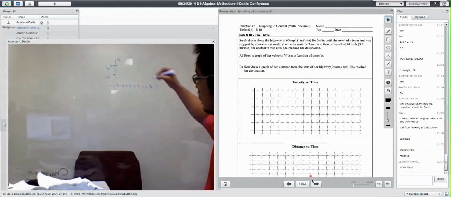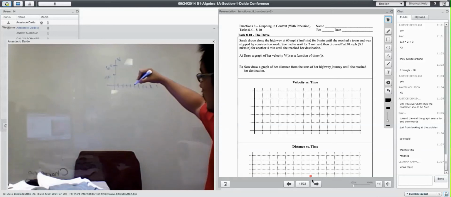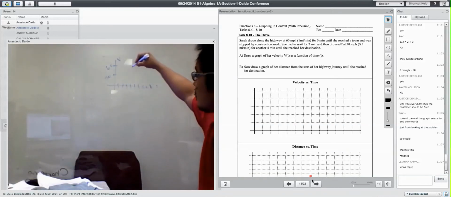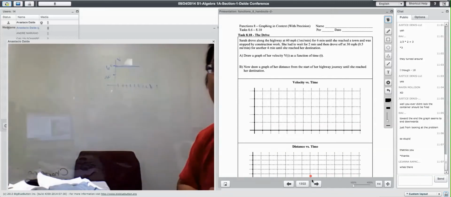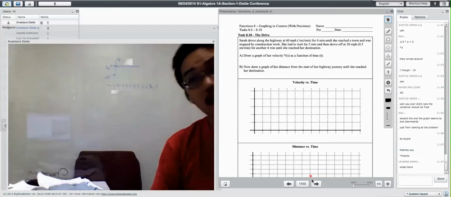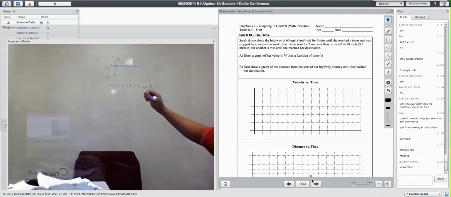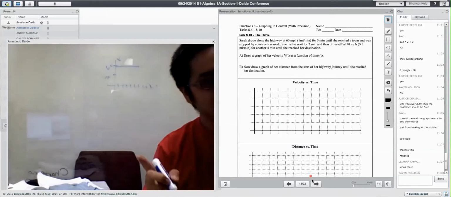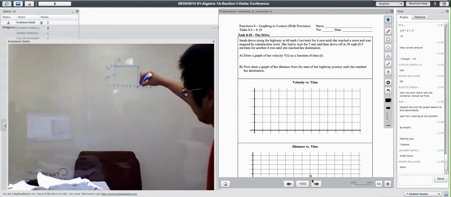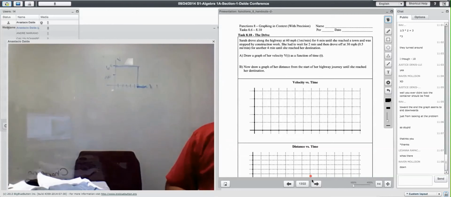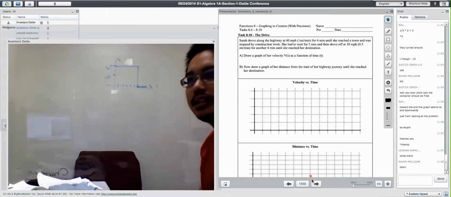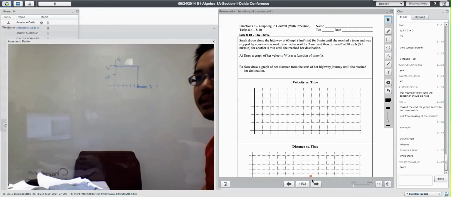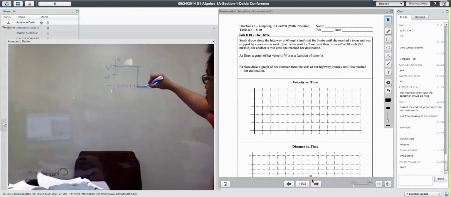So for 6 minutes, 1, 2, 3, 4, 5, 6, somewhere around here, she was going at a constant 60 miles per hour, right? Then she hit construction work. She had to wait for 2 minutes. So for 2 minutes, on this graph, what is her velocity now? 0. She dropped down to 0 miles per hour. All right? Then she went for 4 minutes at 30 miles per hour to reach her destination. We cool?